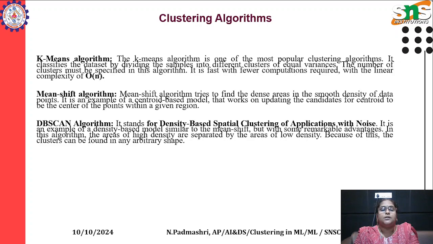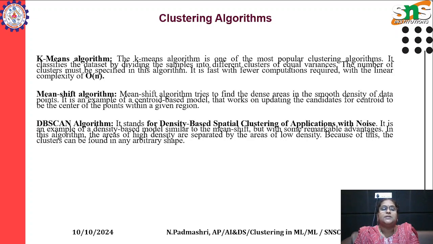Next is the mean shift algorithm. The mean shift algorithm tries to find the dense areas in the smooth density of data points. It's an example of a centroid based model that works by updating the candidates for the centroid to be the center of the points within a given region.